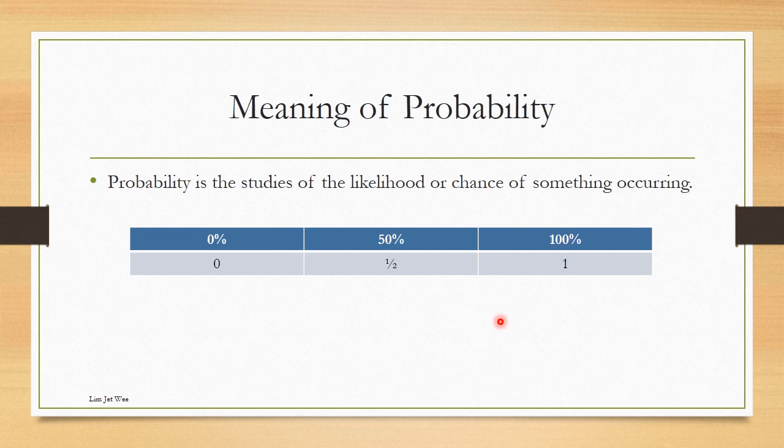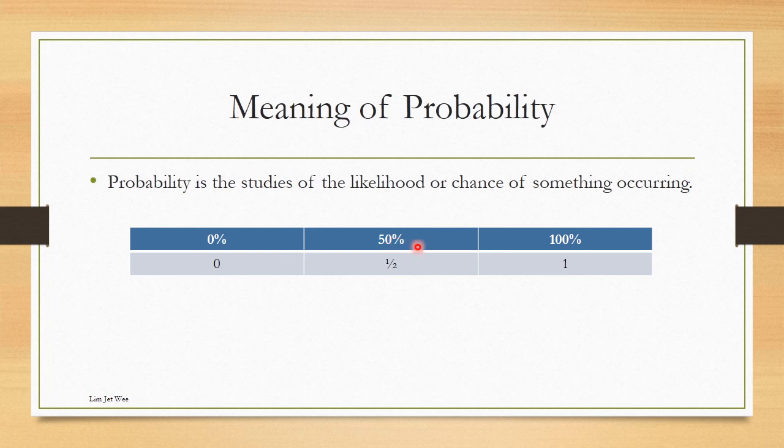Because if I say something has a 0% chance of happening, it's as saying there is no chance of it occurring at all. But 0% is 0 over 100, and 0 over 100 is actually 0. But if I say something is 100% going to happen, then 100% is actually 100 over 100. So 100 over 100 is actually 1. Alright? So it's always between 0 and 1.